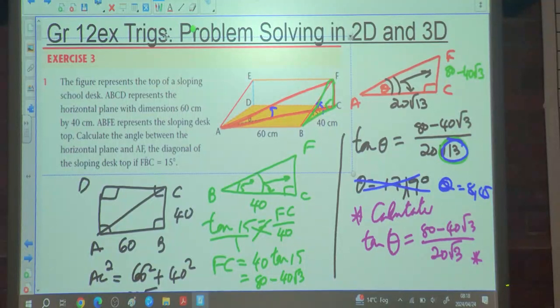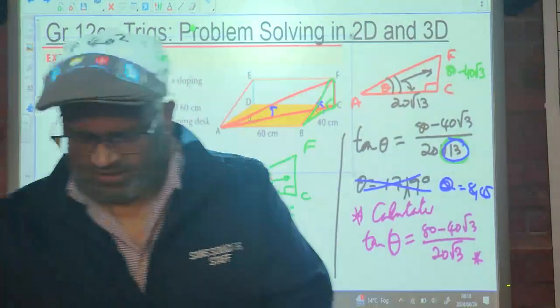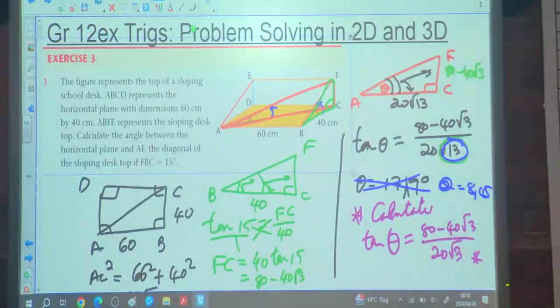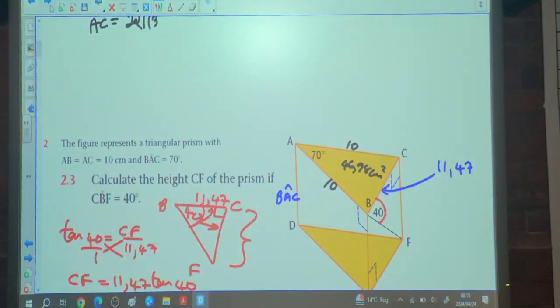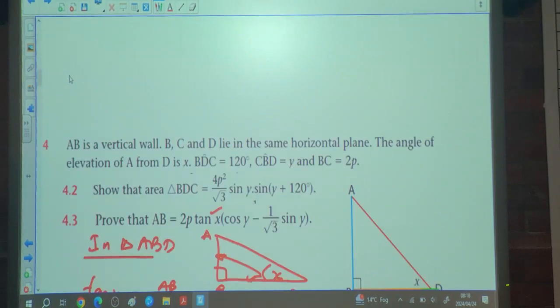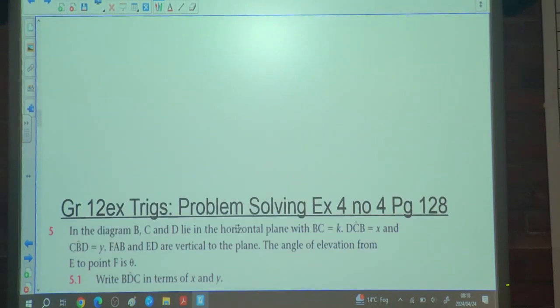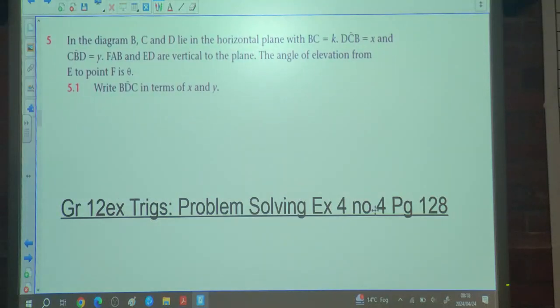Okay, good morning class. So today we're looking at exercise 4. I think number 5, 6 and 7 we'll do in this lesson. Right, so exercise 4, number 5.